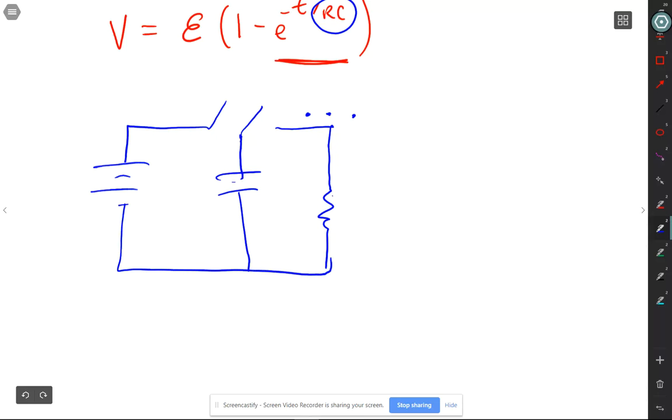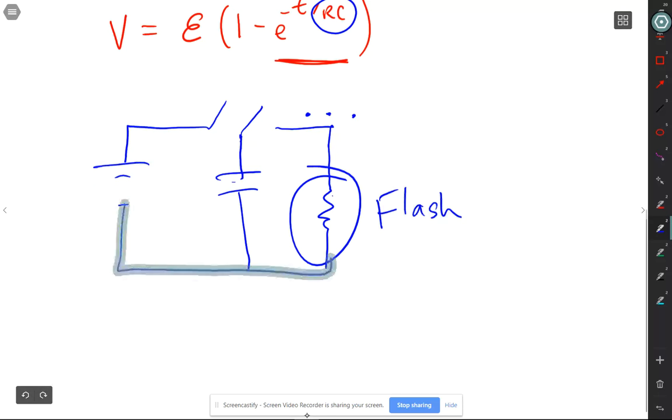So your camera flash has a circuit something like this. Here's the flash. The flash is going to dissipate a lot of energy. And so you need to store a lot of energy. And that energy is coming from a battery. Actually, it's usually a cell, like a 1.2 volt cell. So let me make it a cell. 1.2 volts.